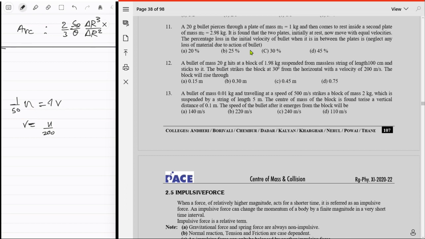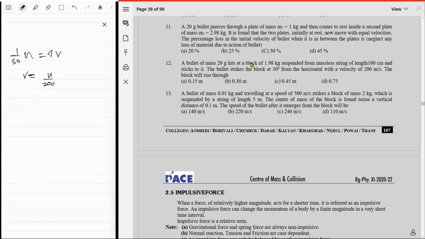Was this correct or what? Oh, okay. The initial velocity of the bullet when it is between the plates. Ah, that's what they're talking about. And the velocity loss, not the energy loss, of course. So you got what v is, which means the first plate moves with this. Momentum conservation for that, right? Exactly. The first plate is just 1 kg, so u upon 200 is the momentum plus this momentum.